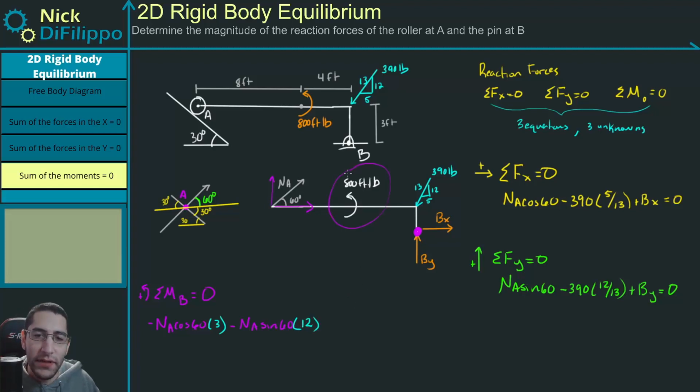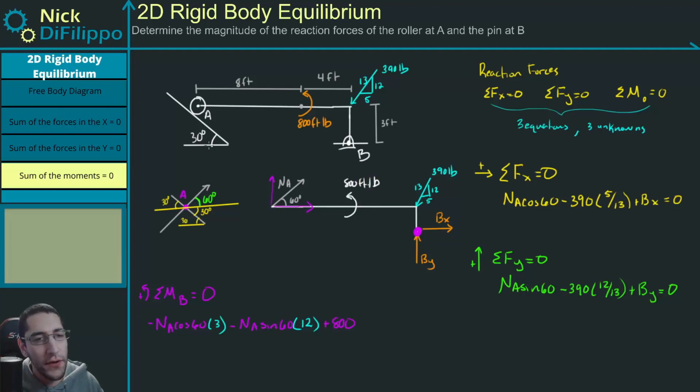And I have this moment. This moment is going counterclockwise. I said my positive direction is counterclockwise. So I'm going to say this is plus 800. I do not multiply this by a distance because it is already a moment. It already has a unit of foot-pounds.